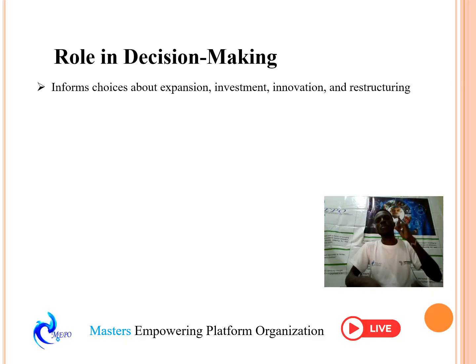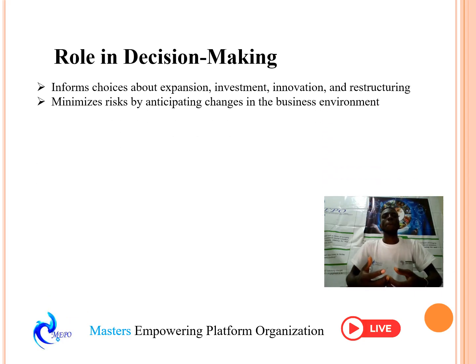The first thing that we have to do is inform choices about expansion, investment, innovation, and restructuring. When we see our choice, it expands and invests in innovation. So it is good when we look at the role in decision making of our business.